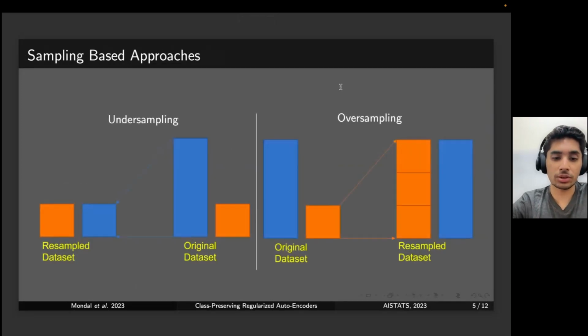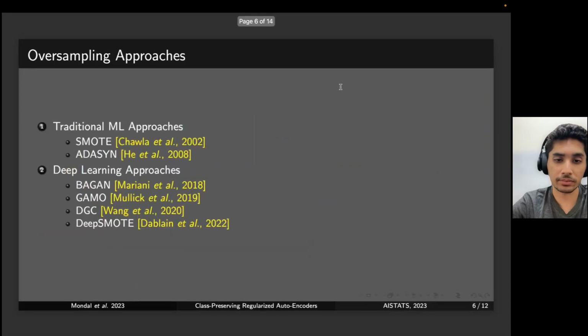There are two possible ways to overcome class imbalance via resampling. The first approach is that of undersampling, where we reduce the number of samples in the majority class to match the number of samples in the minority class. And the second approach is that of oversampling, where we do the opposite of undersampling and try to sample more points from the minority class to match the size of the majority class.